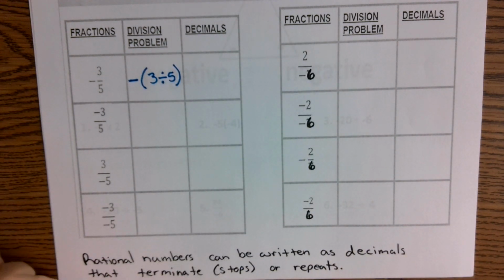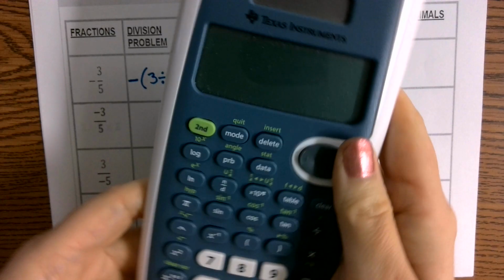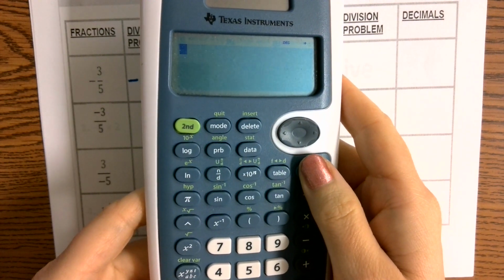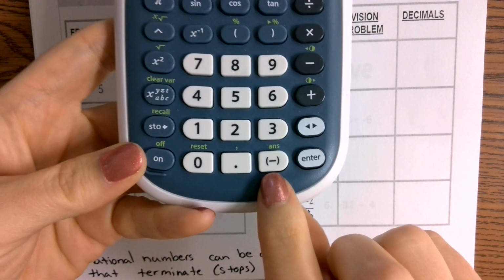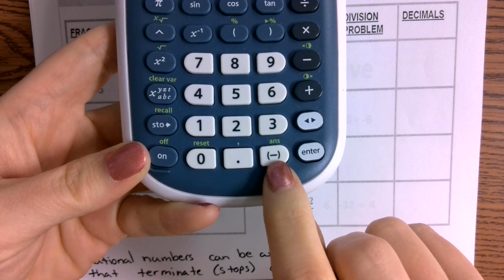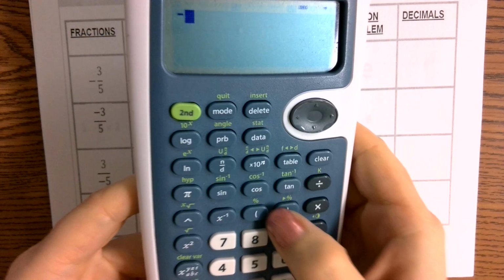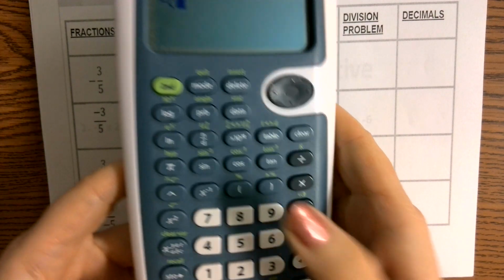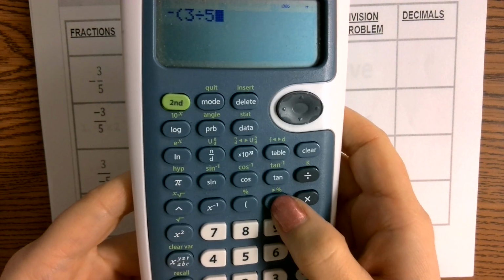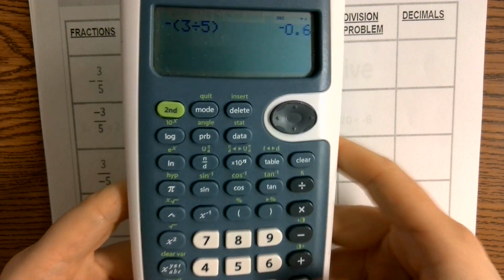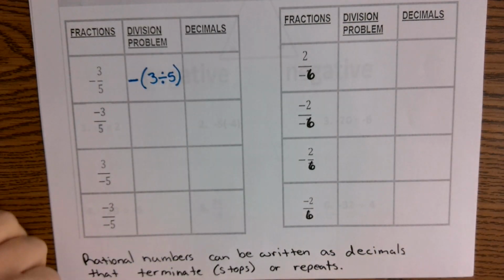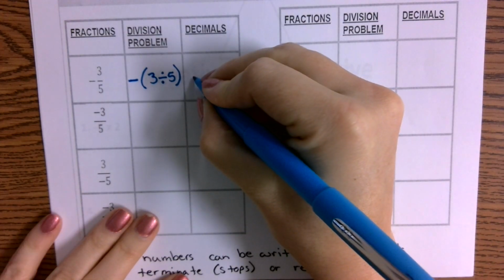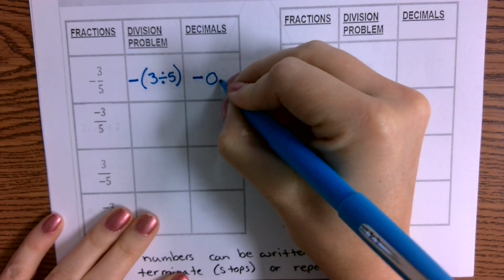If you were to use your calculator, you would type your negative sign, which is at the very bottom of your calculator in white. You would then have your parentheses, and you would type 3 divided by 5 and close parentheses. When you hit enter, it's going to come out to -0.6.